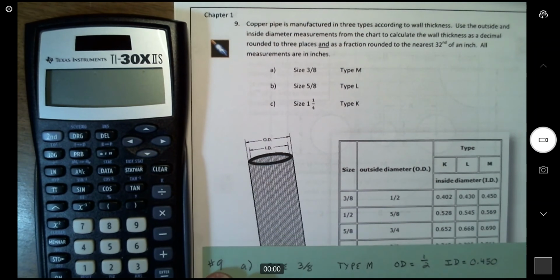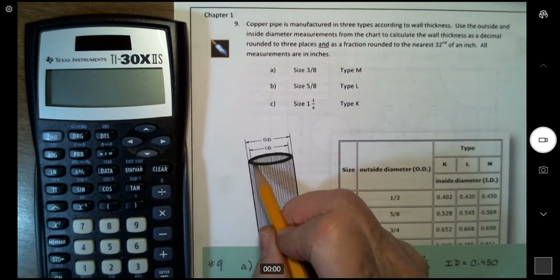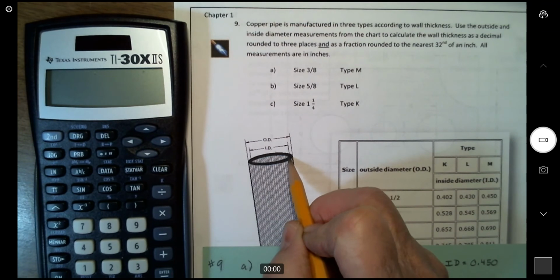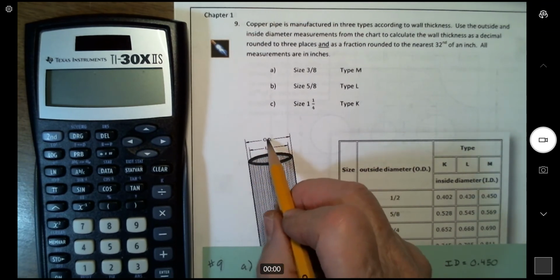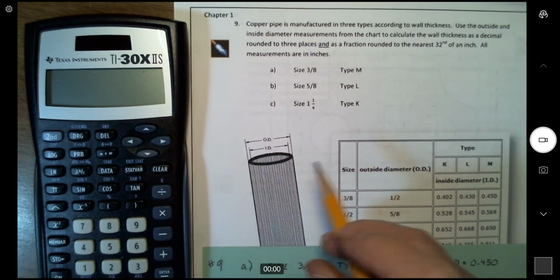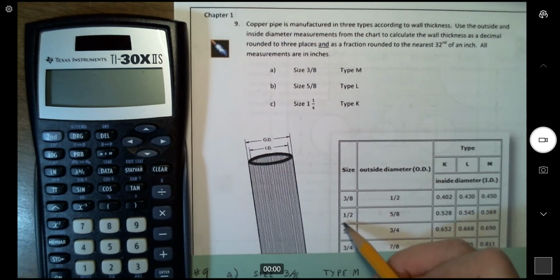So let's look this over. Here's the top of the pipe right there. And from the inside edge all the way through the center to that end, that one is called ID for inside diameter. And then for the outside diameter, it's from the outside edge here to the outside edge here. Now they tell you that the pipe is in three different types. These are the sizes, okay?